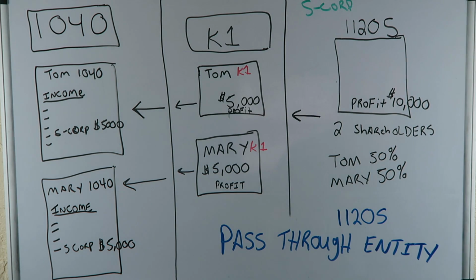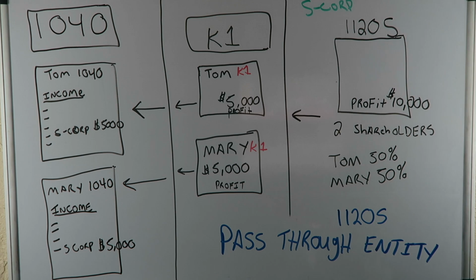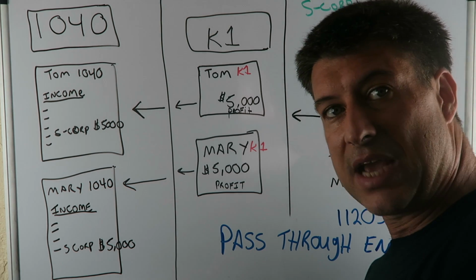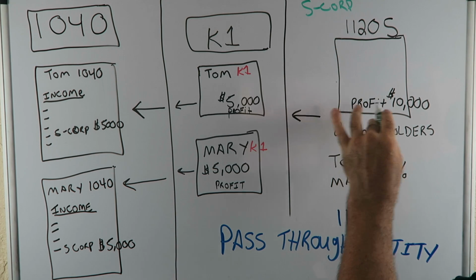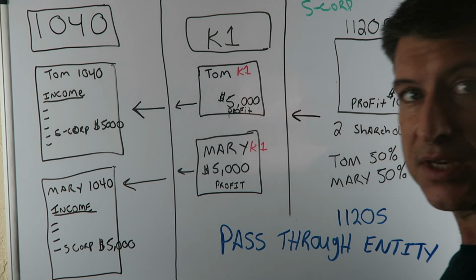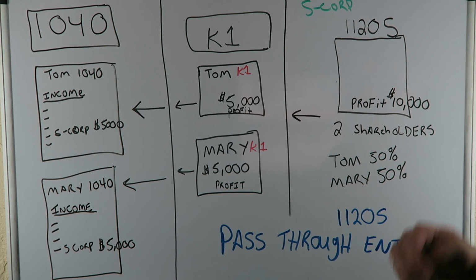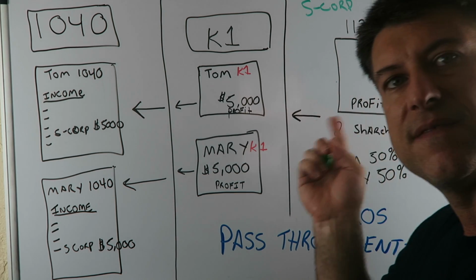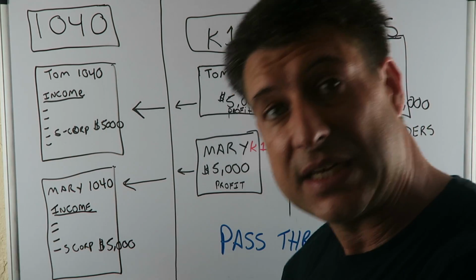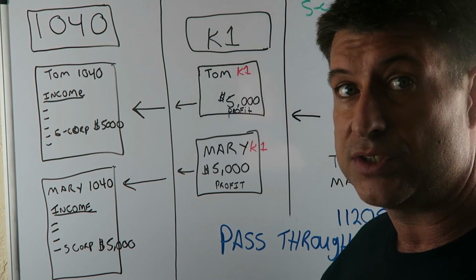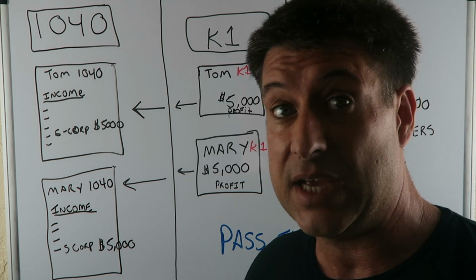So let's go. We have an 1120S. It files its own tax return. The S corp makes a profit of $10,000. Now it has two shareholders, Tom at 50% and Mary at 50%. This S corp is going to file a tax return. It's going to send it to the IRS. The IRS is going to get it, and it's going to say, "Oh, okay. There's two K1s here. Tom and Mary, both 50%."